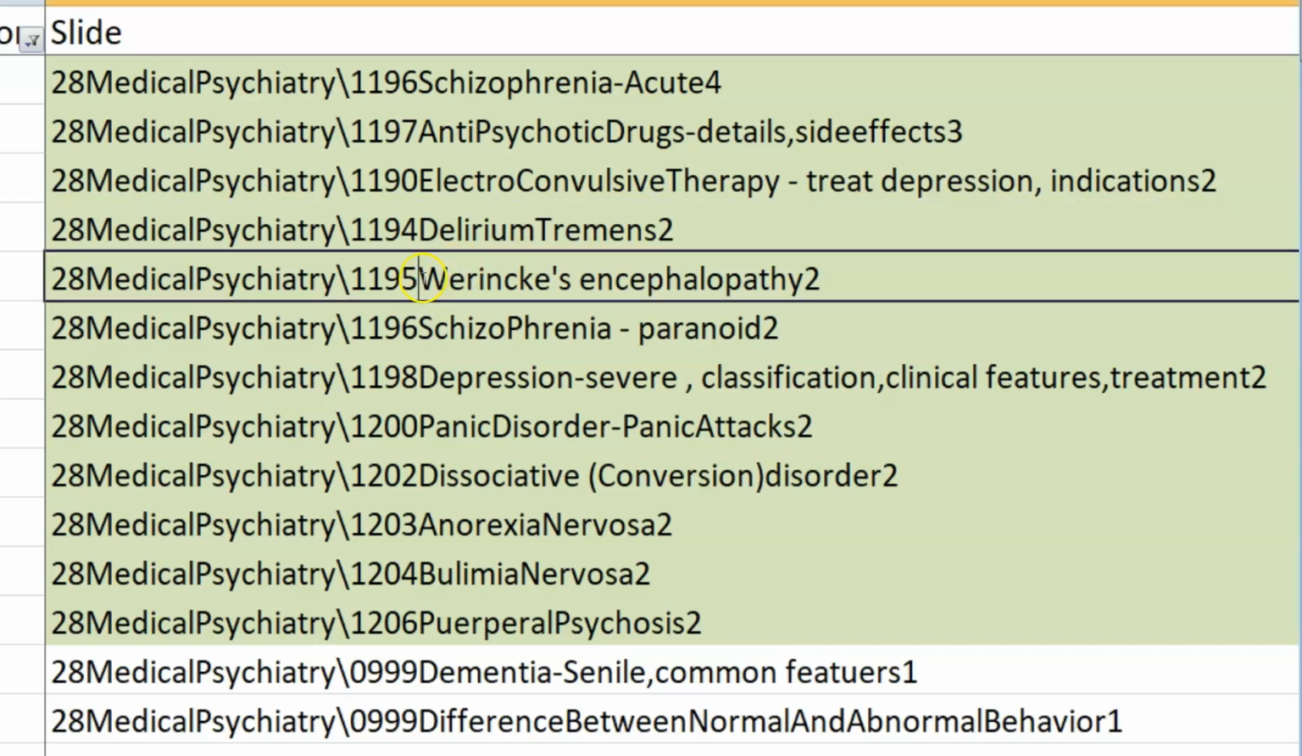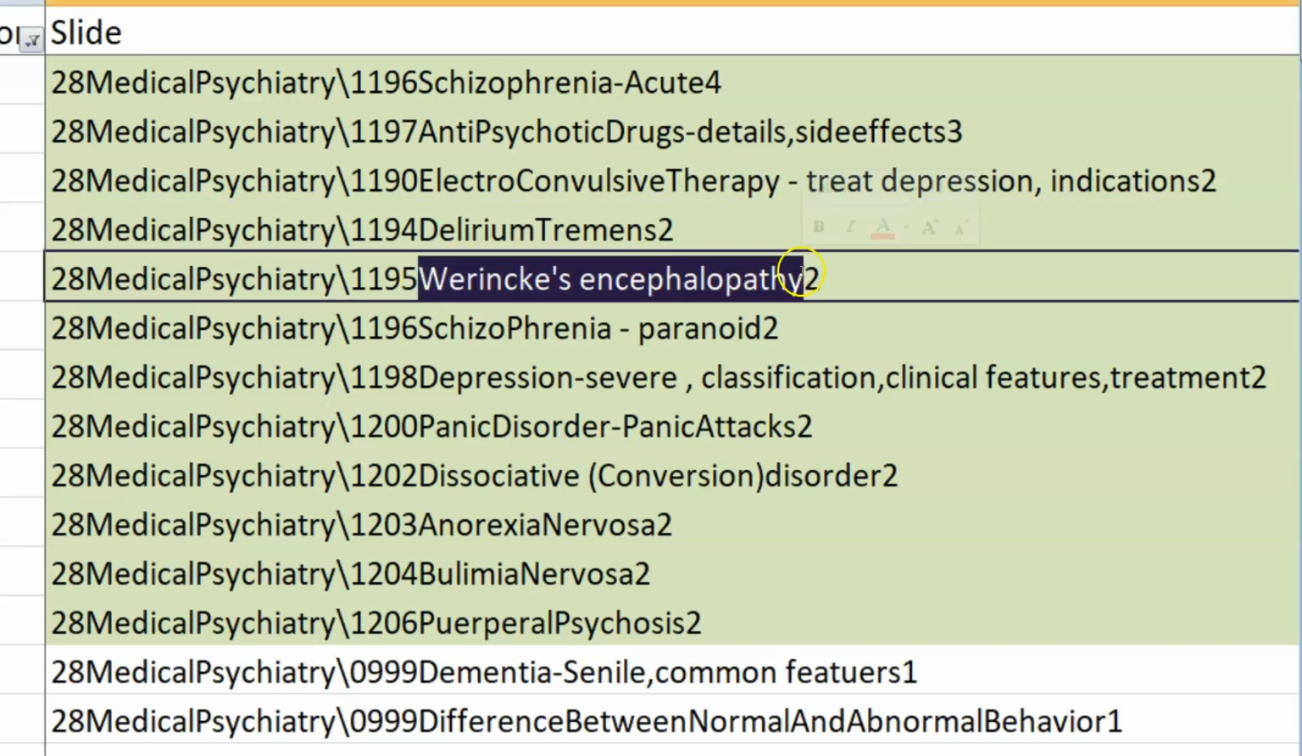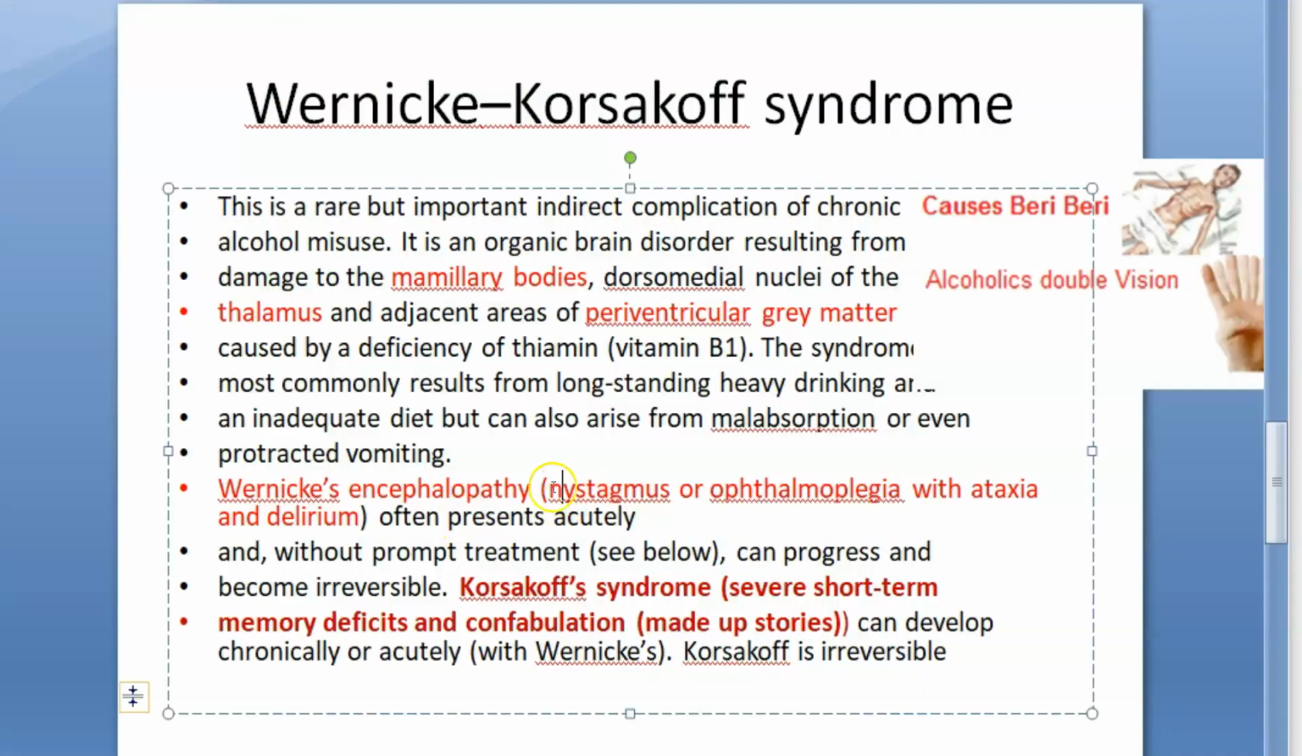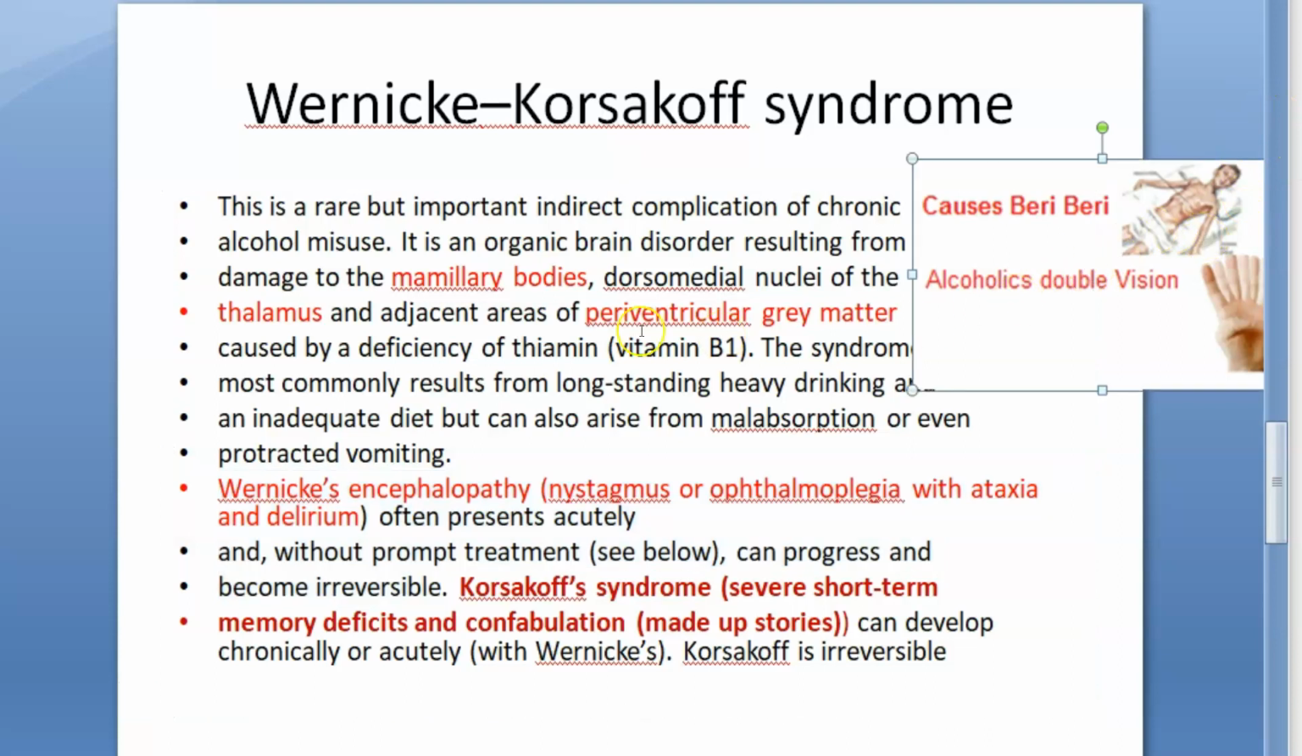We are moving on, people. Are you with us? Now let us look at Wernicke's encephalopathy. Wernicke's encephalopathy is basically because of thiamine deficiency. What will happen in Wernicke's encephalopathy? There will be nystagmus, ophthalmoplegia with ataxia and delirium. Okay, so this is what Wernicke's encephalopathy is. Without prompt treatment, it can progress and it can become irreversible. Okay, so that is why, how will you treat it also? By giving thiamine.